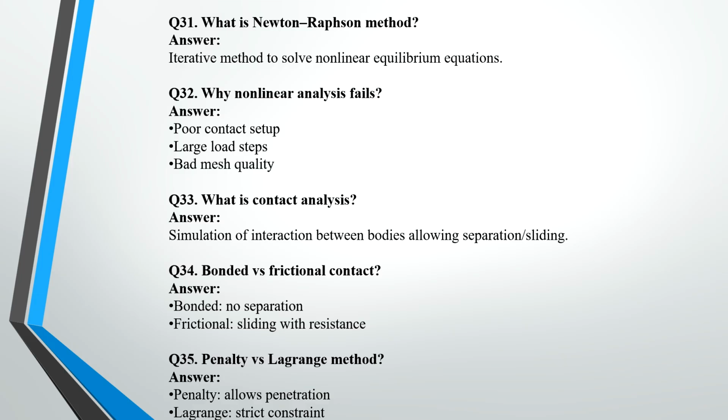What is contact analysis? Simulation of interaction between bodies, allowing separation or sliding. Bonded versus frictional contacts: bonded contact means there is no separation between the two components, and frictional contact allows sliding with resistance. We also heard about the penalty method and the Lagrange method. The difference is that the penalty method allows penetration, while the Lagrange method restricts it through constraints.